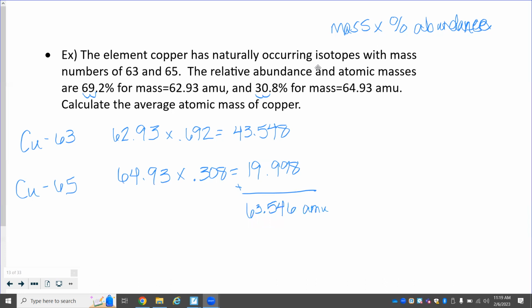But that's a way that you can check to see if you're very far off. Maybe you forgot to move the decimal 2 spaces. Maybe you only moved it 1. That's a common mistake, especially whenever we have a single digit percentage. People forget to move it 2 spaces whenever they're changing into a decimal.